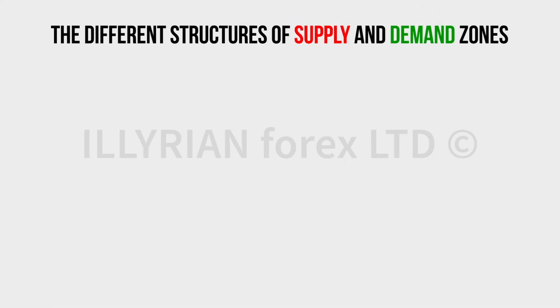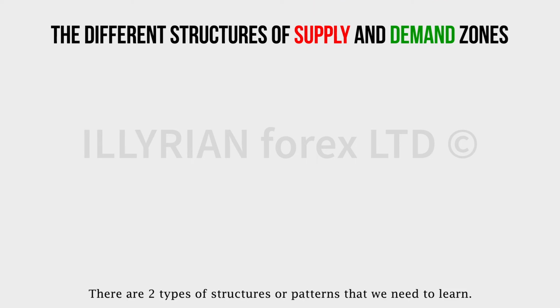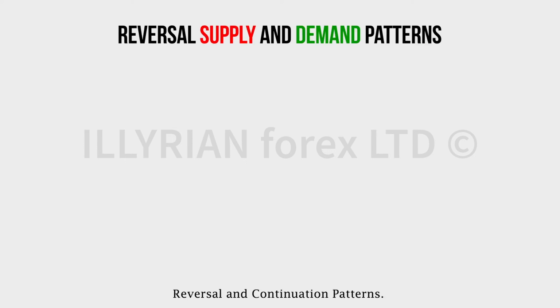The different structures of supply and demand zones. There are two types of structures or patterns that we need to learn: reversal and continuation patterns. Reversal patterns. These reversal patterns are chart patterns that are formed when the trend reverses from up to down or down to up. We have two structures.